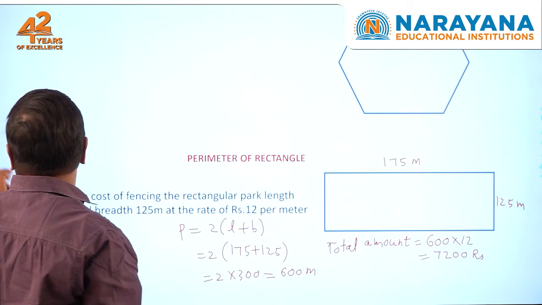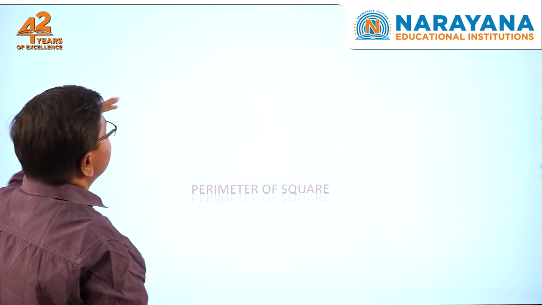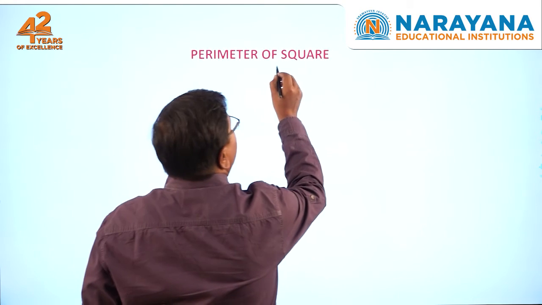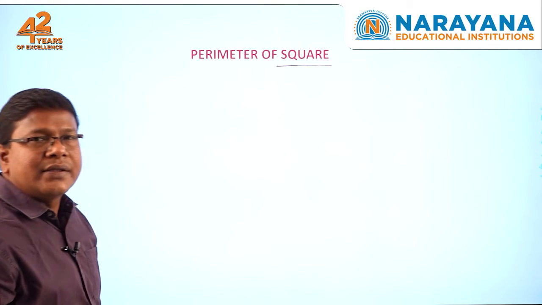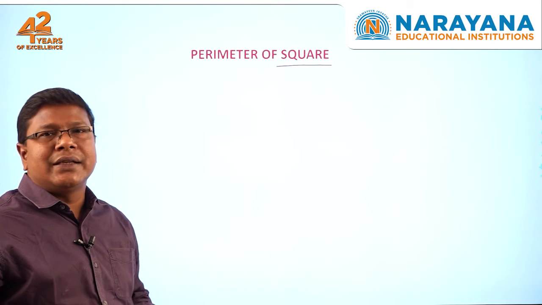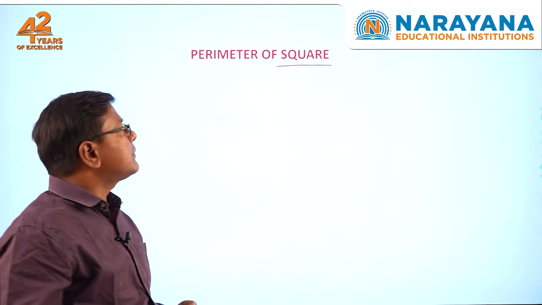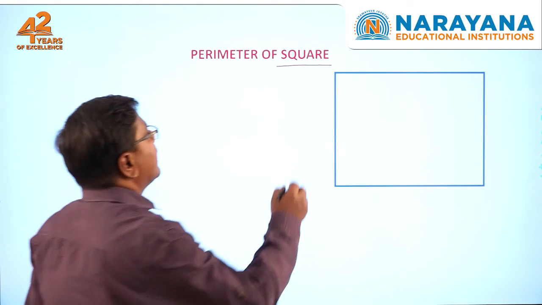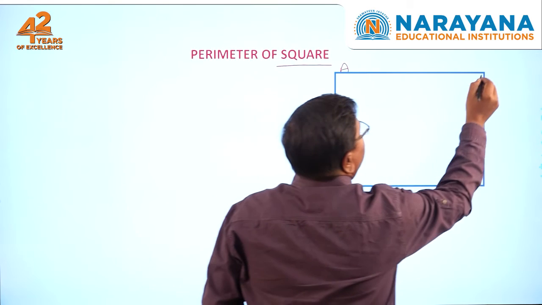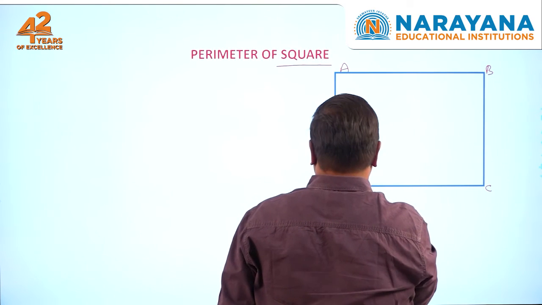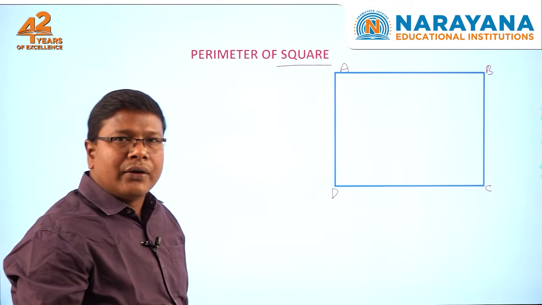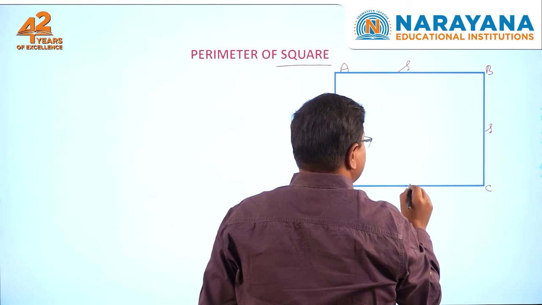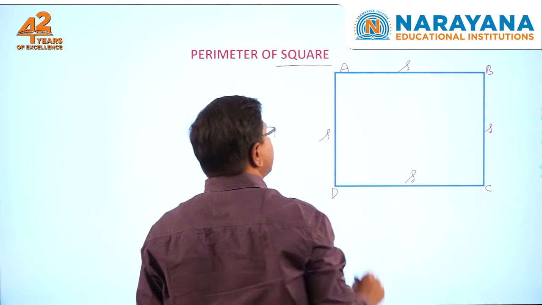Fine. Now come to the perimeter of the square. We know what a square is: it is a rectangle in which all adjacent sides are equal. So this is the square, like A, B, C, D, in which all sides are equal. Let all sides be equal to some S.